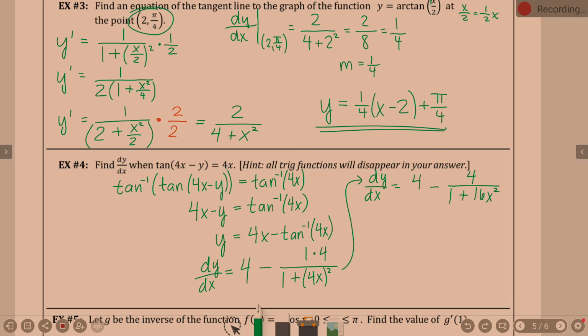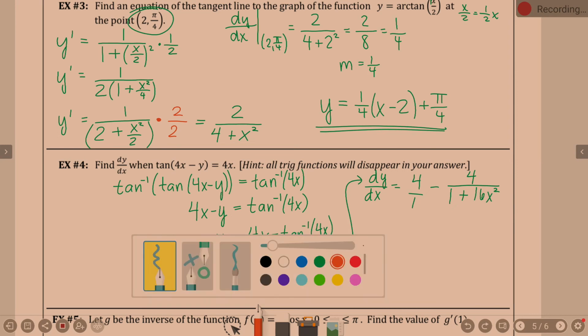1 plus 16x squared. Now, do you guys know how to do the kind of cross product shortcut? Where basically this numerator times this denominator, 4 times 1 plus 16x squared, minus this numerator times this invisible denominator over here, which is 1, divided by the two denominators multiplied. Or is that not making sense? It's kind of a shortcut. Cross multiply and divide? Okay, regardless.